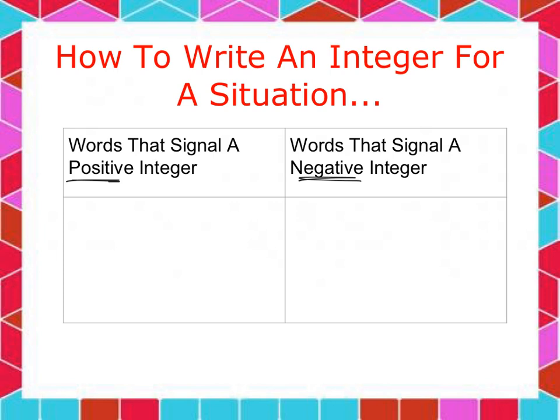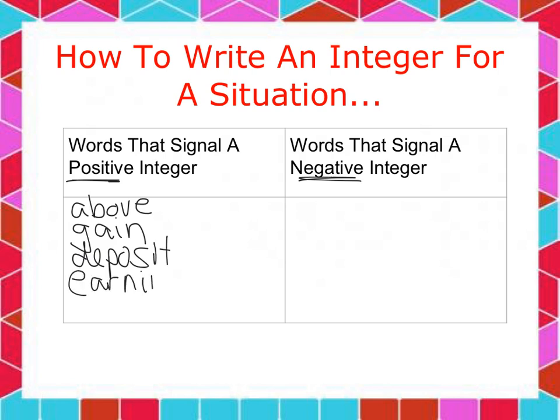So let's start brainstorming some words that might signal positive integers. Things like above, or a gain, or a deposit. Earning money would be positive. Forward or up. Those are all words that cue you to know that you have a positive integer. Of course, that is not a full list, but it's a good start.